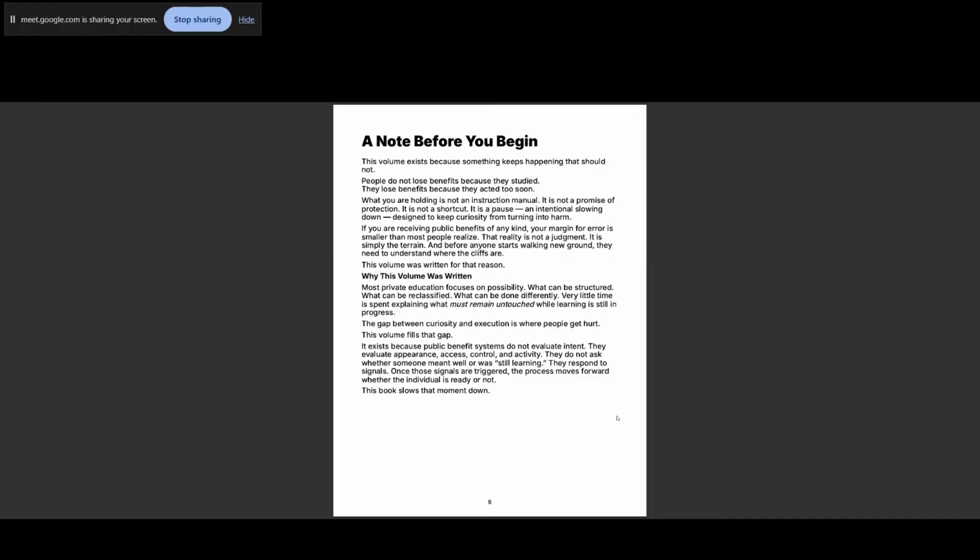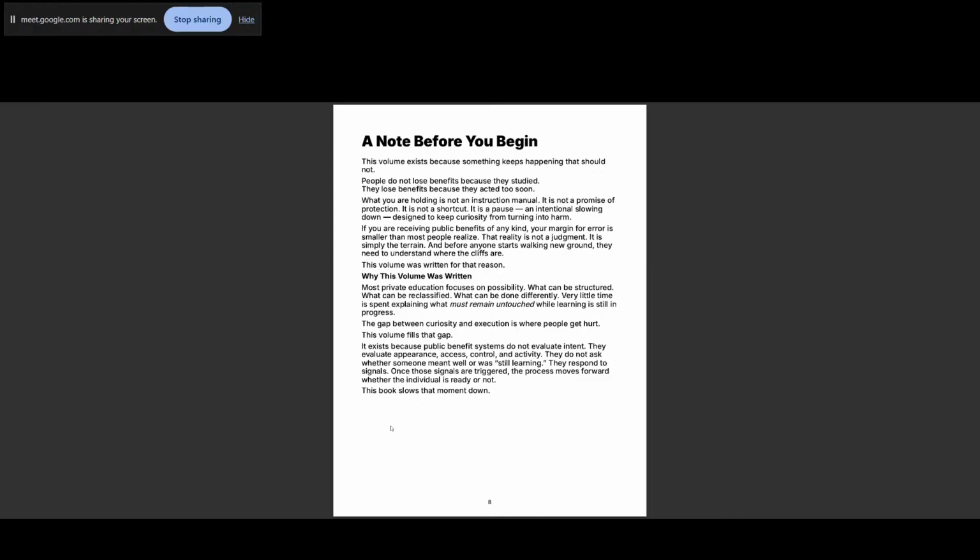If you are receiving public benefits of any kind, your margin for error is smaller than most people realize. That reality is not a judgment. It is simply the terrain. And before anyone starts walking new ground, they need to understand where the cliffs are. This volume was written for that reason.